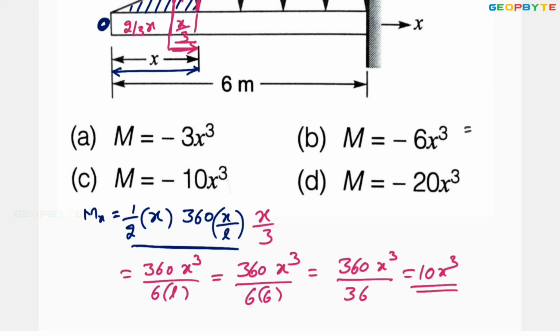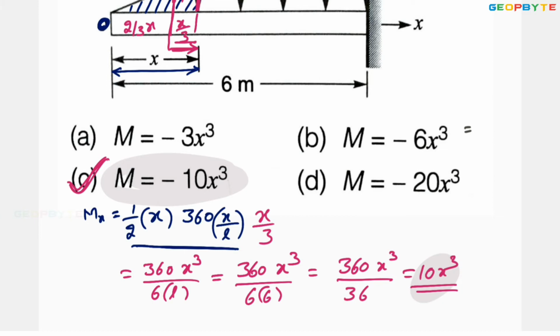Since the moment is in the anti-clockwise direction, he might have considered the anti-clockwise moment as negative. That's the reason the answer he might have taken is minus 10x cube. We got the 10x cube, right? That sign, right? He might have taken the anti-clockwise moment as negative. Therefore, option C is absolutely correct. I hope you got my point.